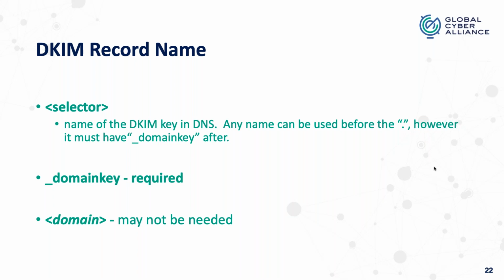But when you're using third-party vendors, they will define what the selector is. They will tell you what it is, so only use what they give to you. Okay, so if a third-party vendor is telling you that this is the name of the record you're creating for DKIM, that's the name you're going to use. But that will always also include _domainkey. That is required because _domainkey is what's defining that this is a DKIM record that's being created. And then the domain may or may not be needed depending on the type of system you're using. In most cases, you don't need it. You can actually leave it out.